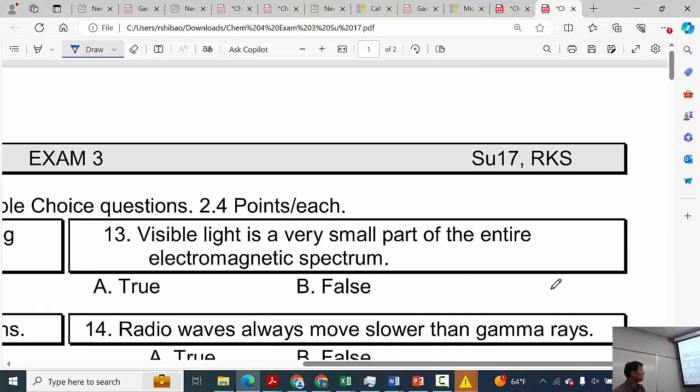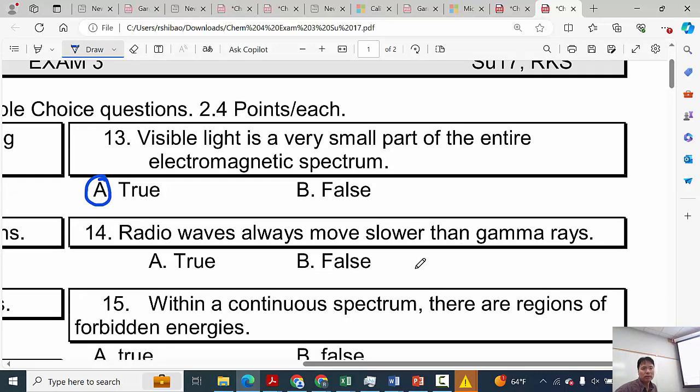Visible light is a very small part of the entire electromagnetic spectrum. Is that true or false? True. Most of the electromagnetic spectrum is invisible. Radio waves always move slower than gamma rays. It's actually false. Radio waves move the same speed as gamma rays. They're both light.